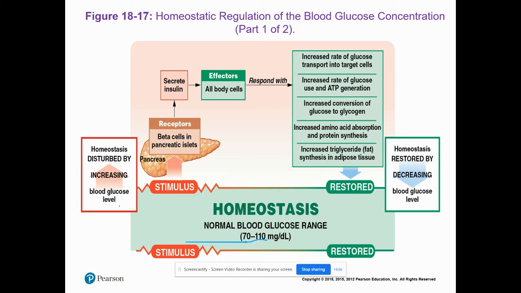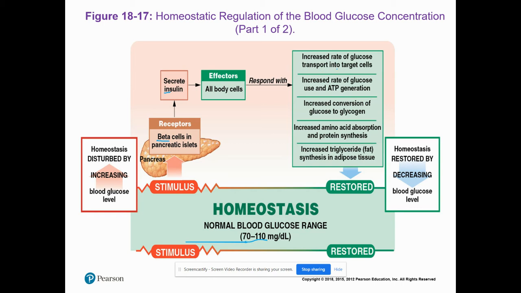So, say your blood glucose level is increasing, you just had a bunch of sugary foods, like movie theater snacks and a soda or something like that. So it disrupts the homeostasis. Again, your pancreatic beta cells are going to secrete insulin, and then it's going to impact all your body cells.